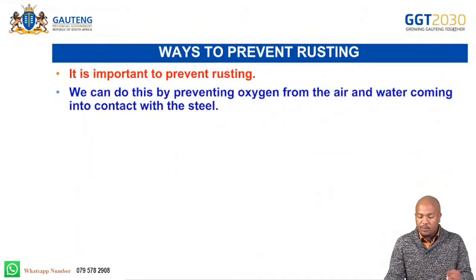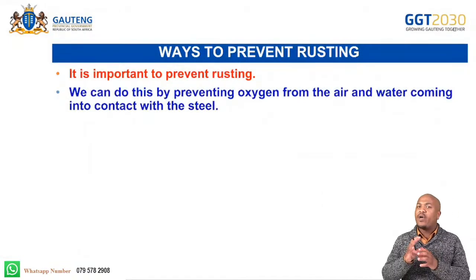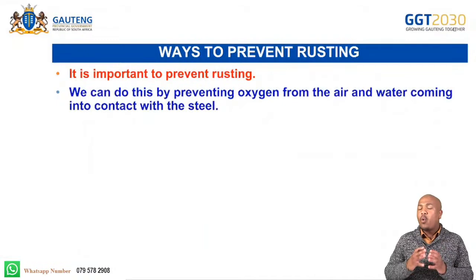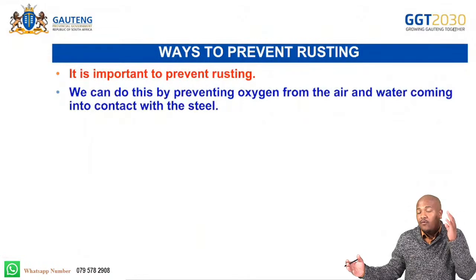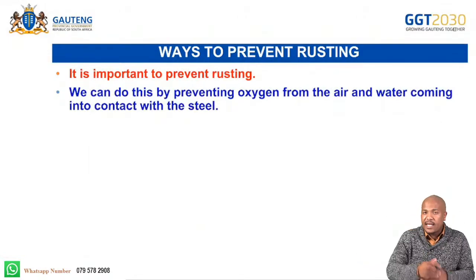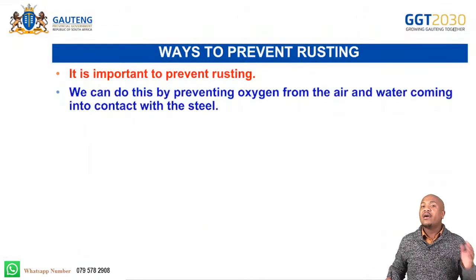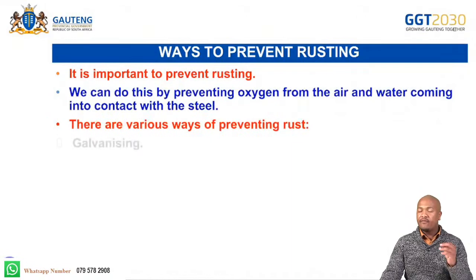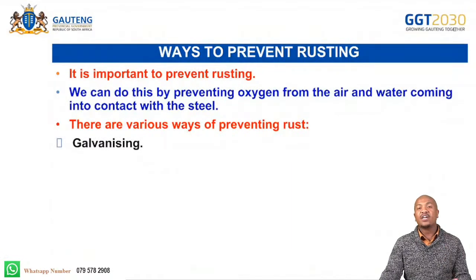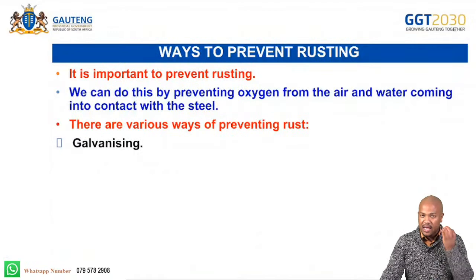And we can do this by preventing the oxygen from the air and water coming into contact with the steel. So I think now already we have an idea as to what we need to do to prevent the oxygen from coming in contact with the steel or the iron or a metal. Are we together? So now, these are the various ways that you can use to prevent the air and water from coming into contact with the steel.